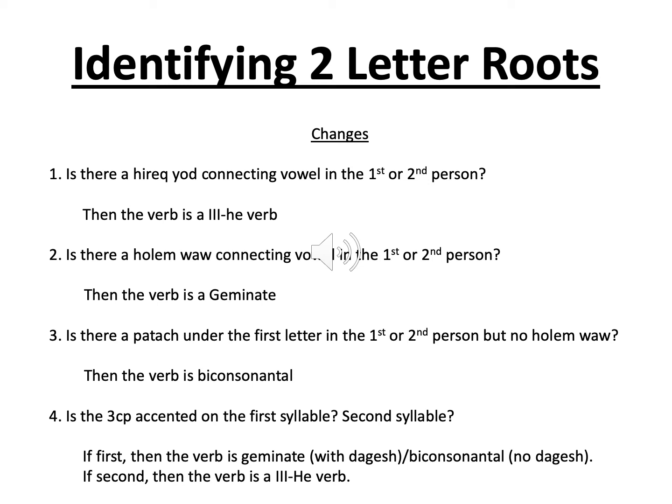The other question to ask ourselves is related to the accent. Is the 3cp accented on the first syllable? If it's accented on the first, then the verb is biconsonantal or perhaps a geminate. If it is accented on the second syllable, then it is a third hey verb, because in a third hey verb, the accent goes to the end of the word. Hopefully, this will make identifying the two-letter roots a little easier.